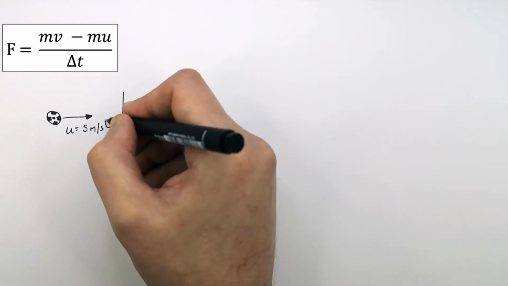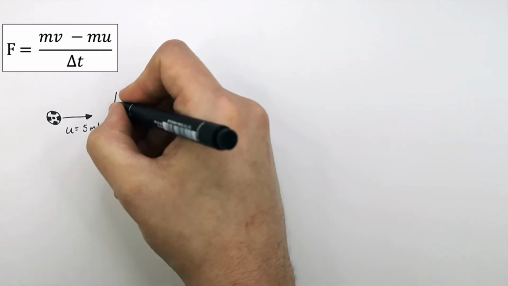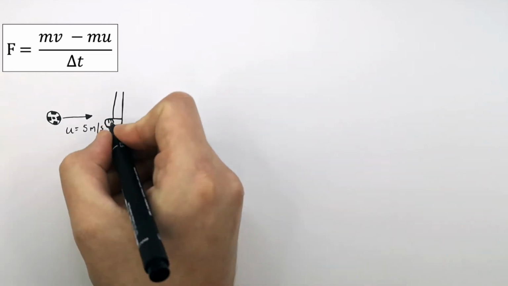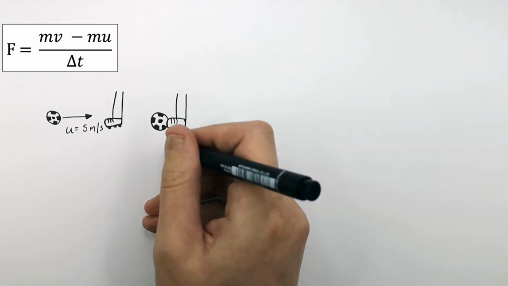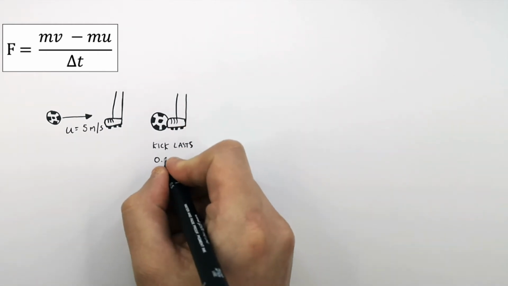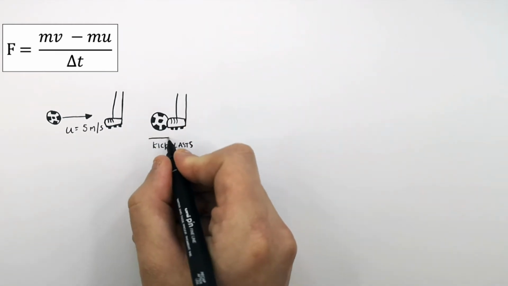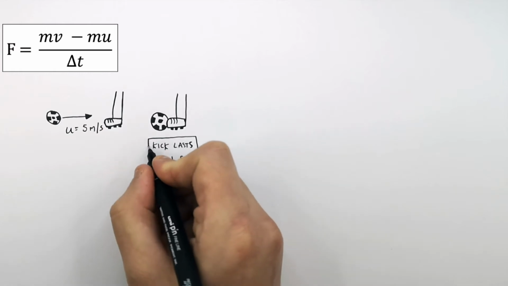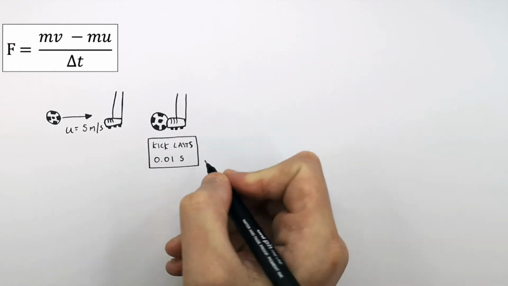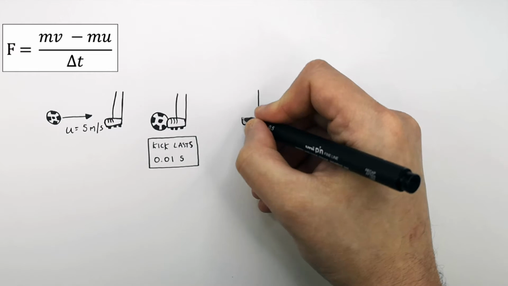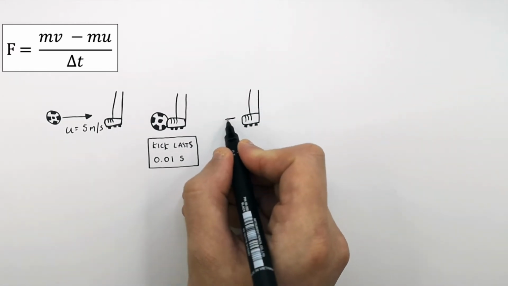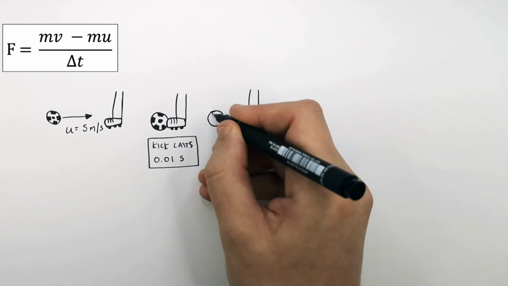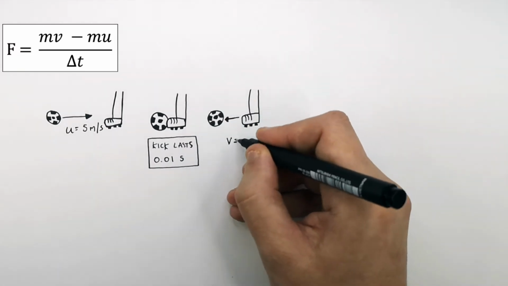This footballer is going to kick the ball in the opposite direction to which the ball is moving. And when she kicks the football, the kick lasts 0.01 seconds. So the foot and the ball are in contact with each other for 0.01 seconds. And at this point, a force is exerted on the object, and this causes the object to change direction and its speed, so it changes its velocity.